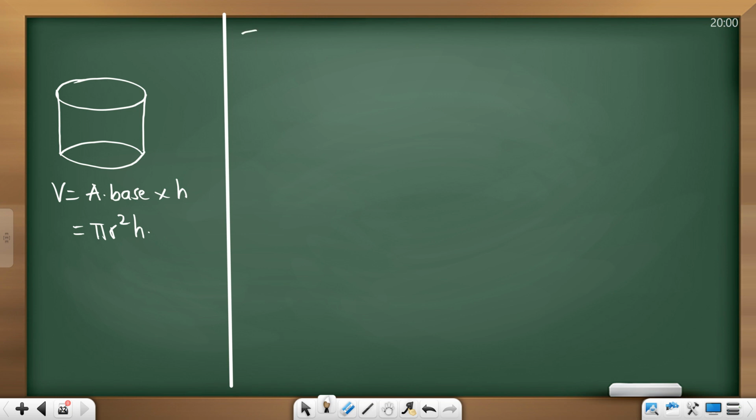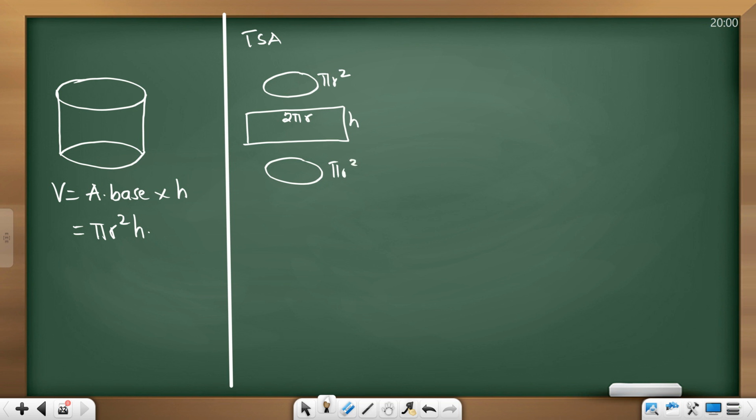That's volume. Now, total surface area. There are three possible options for you. A cylinder is made up of a circle and a rectangle. Top is a circle, the bottom is a circle, and the sheet inside has the height. So listen to the two options if it has closed top and bottom.